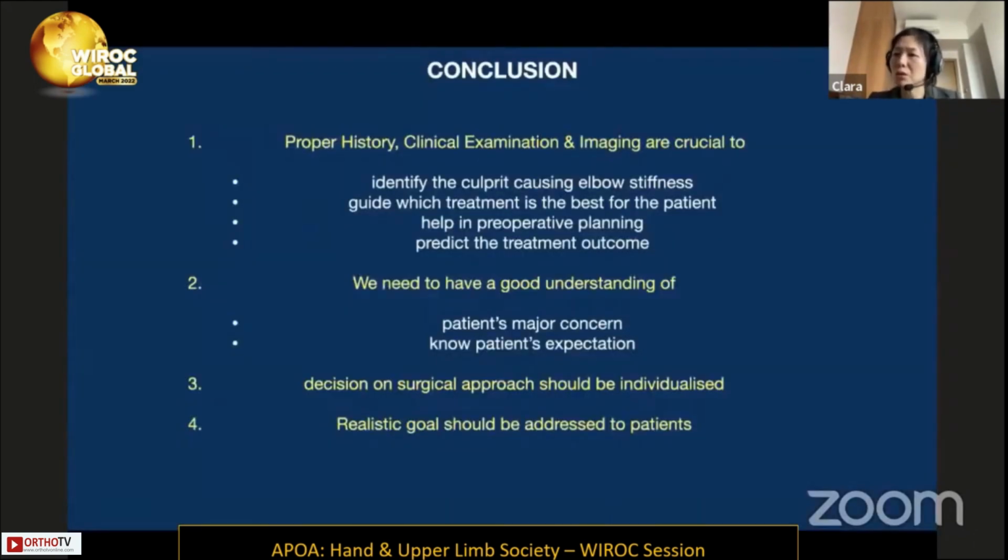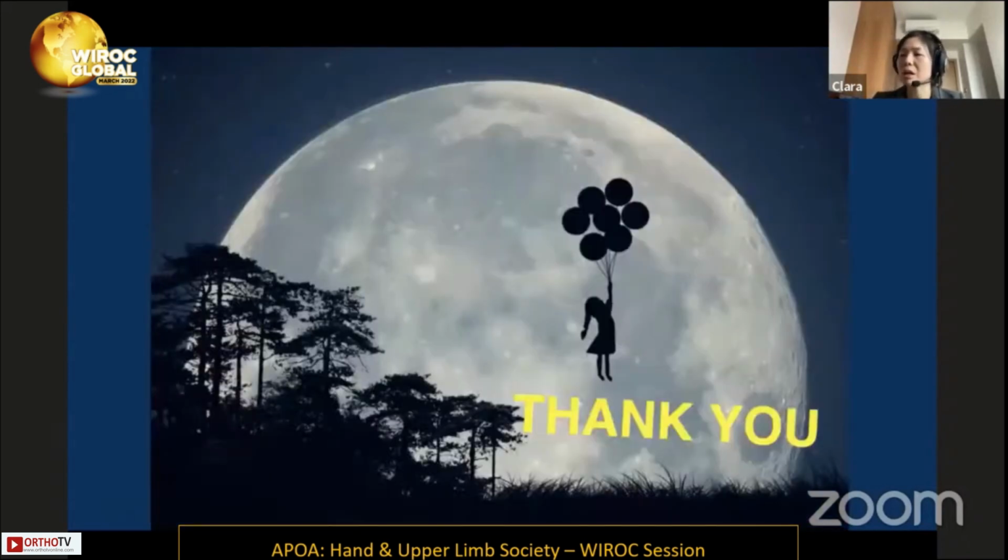So in conclusion, a proper history, clinical exam, and imaging are crucial to identify the culprit causing the elbow stiffness. It helps us choose which treatment is best for the patient, helps in preoperative planning, and predicts the treatment outcome. We also need a good understanding of the patient's major concern and expectation. The decision on the surgical approach should be individualized and a realistic goal should be addressed to the patient. So that's all for my presentation. Thank you very much.